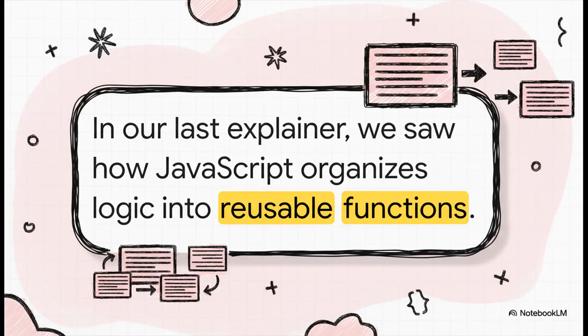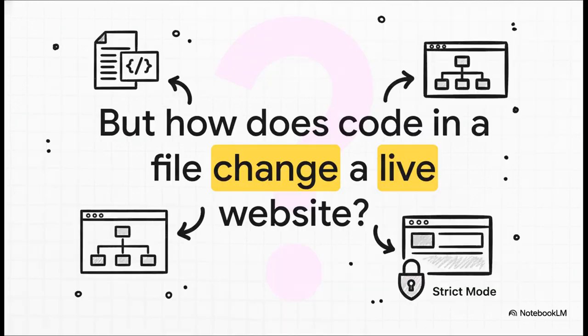Right, so in our last explainer, we covered functions, those awesome reusable blocks of code that get specific jobs done. But most of the time, those jobs need to affect what the user actually sees and does in their browser. And that really is the big question, isn't it? How does a function sitting inside a JavaScript file reach out and actually change what you see on a live website? How does the code even connect to the page?